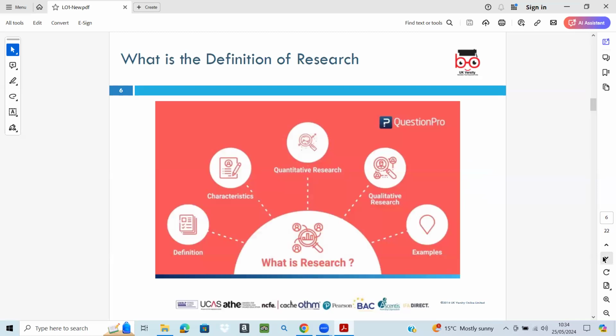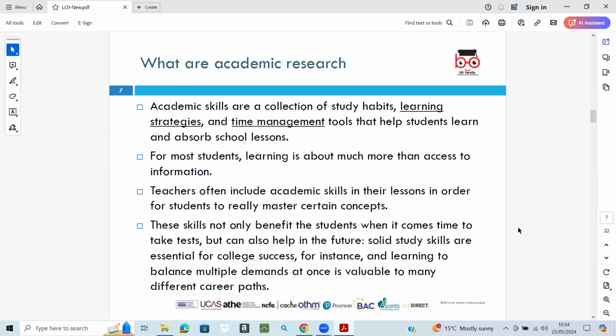Right. So we have discussed the definition of research, the definition, characteristics, quantitative research, qualitative research, and we have provided some examples as well. So, move to the next slide.